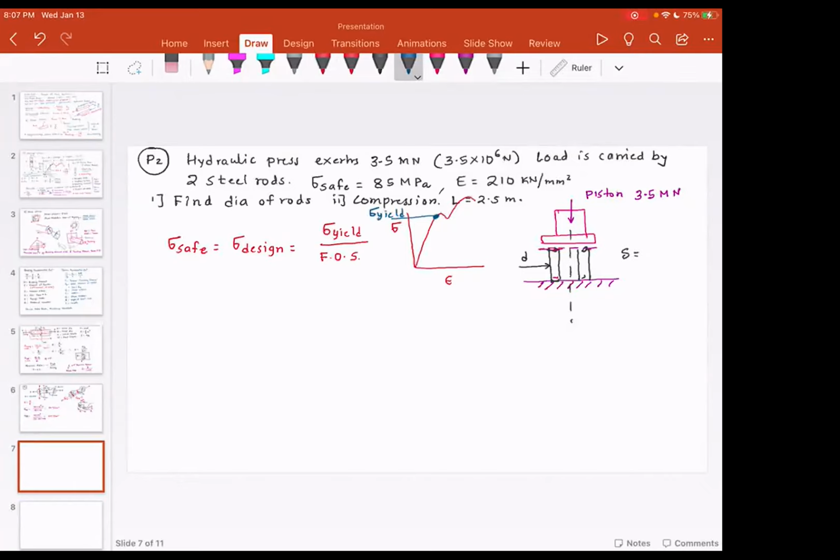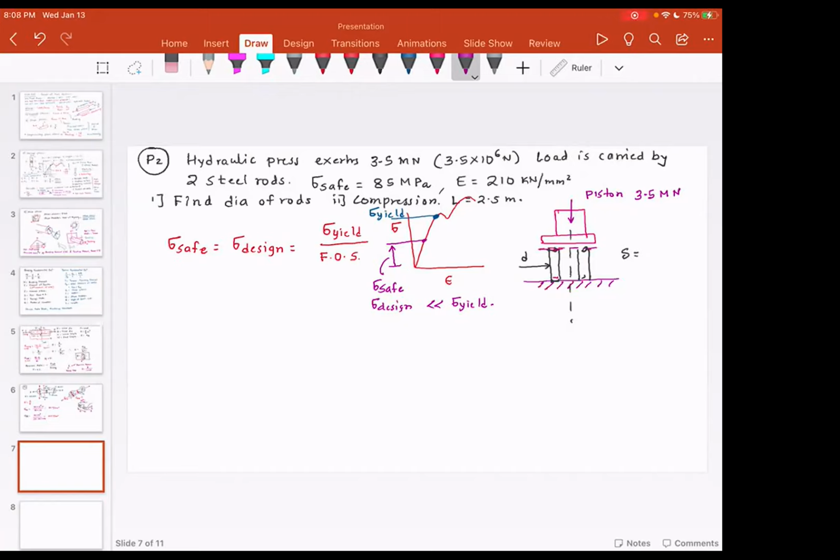However, here is what's going to happen. The material is going to have its own impurities. There will be some workmanship error. There could be some grain error. There could be some blowholes. So you can't ensure that the material will be perfect. So you want your design stress to be much, much lower than the yield stress. So your safe stress or design stress, sigma safe or sigma design, is much, much less than sigma yield. And the ratio between the yield stress and the design stress is called the factor of safety.